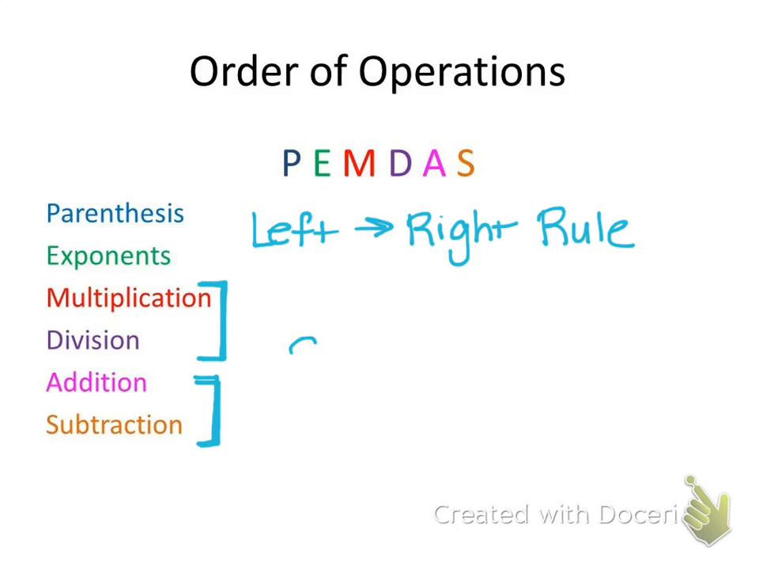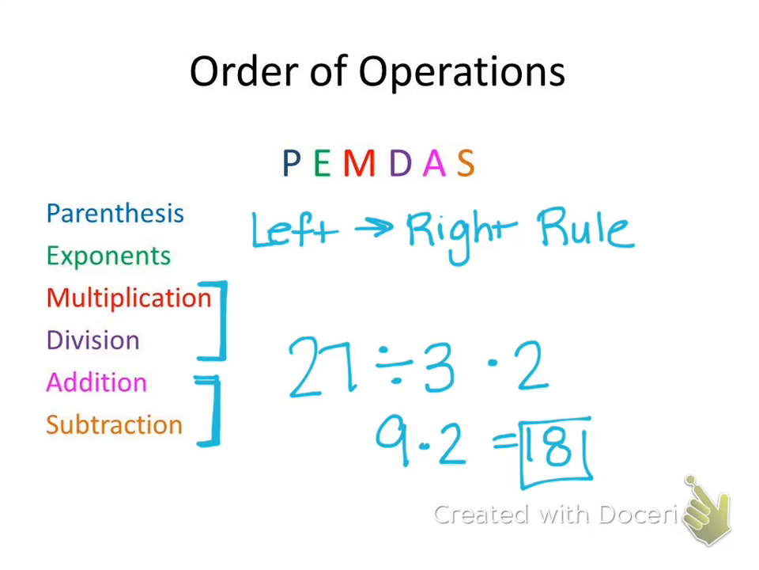So if I had a problem like 27 divided by 3 times 2, they tell me multiplication and division are equal, so I just need to read them from left to right and solve it. So I would do 27 divided by 3, which is 9, times 2, which is 18. So I would just do left to right, okay? Same exact thing with addition and subtraction. So I would have 2 plus 3 minus 5. So I would do left to right. 2 plus 3 is 5. 5 minus 5 is 0. Okay, so that's my left to right rule, so remember that.